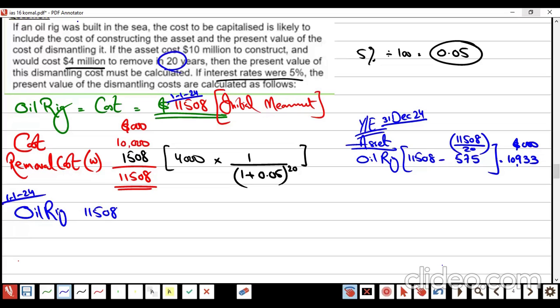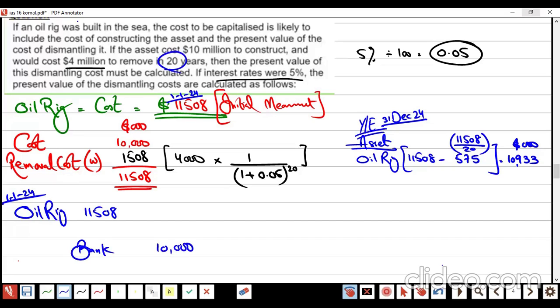Assume we constructed it for cash. We paid cash, money, we paid for it. So tell me, cash or bank is going to be credited by 10,000, right?